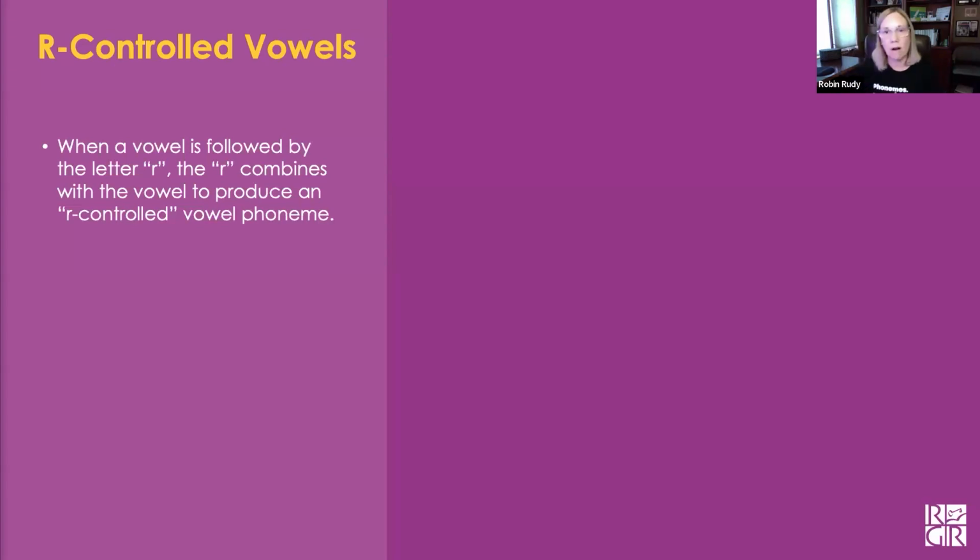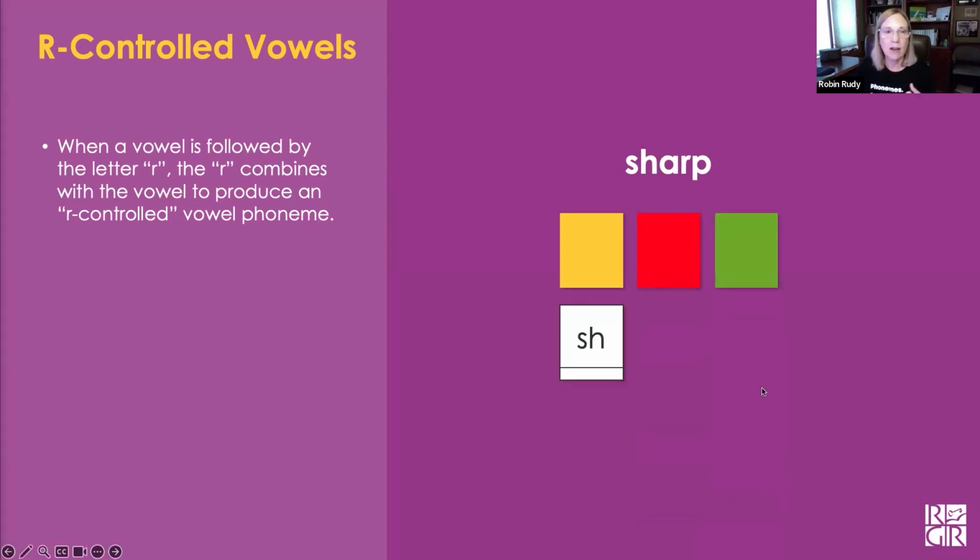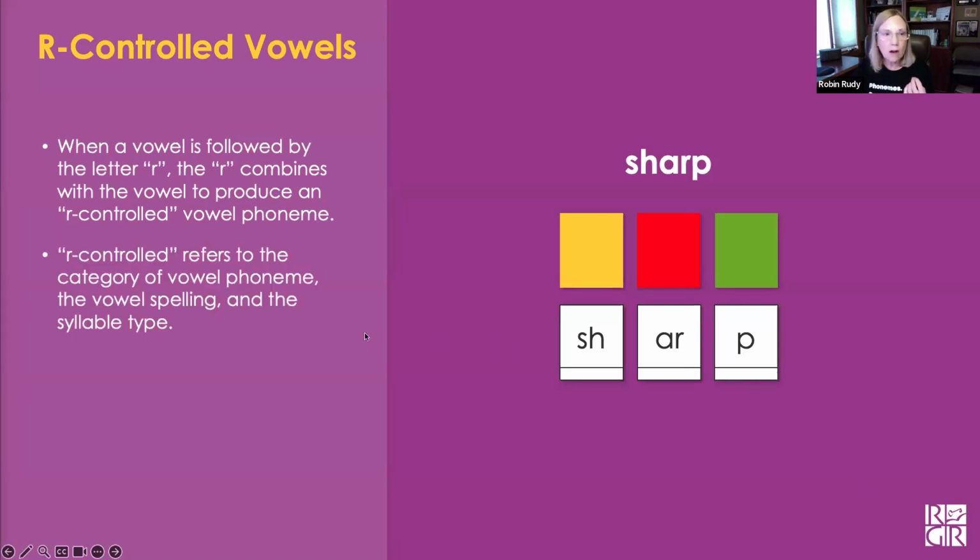So let's dive into the idea around R-controlled vowels. When a vowel is followed by the letter R, the R combines with the vowel to produce an advanced vowel phoneme. We often call this R-controlled. So if we think about a word like sharp, like we need a sharp knife to cut a tomato. Sharp has 3 phonemes, sh, ar, p. Our first phoneme, sh, is spelled with SH, that digraph, and our last phoneme is spelled with P. What's left is that R-controlled phoneme, spelled with AR. So when I say R-controlled, it can actually refer to 3 different things. It can refer to the category of a vowel phoneme, like that's an R-controlled phoneme. It can refer to a vowel spelling, so in this word, the AR is the vowel spelling. But it can also refer to a syllable type. So this word has an R-controlled phoneme and an R-controlled vowel spelling. It's an R-controlled syllable type. So 3 things that it can refer to.